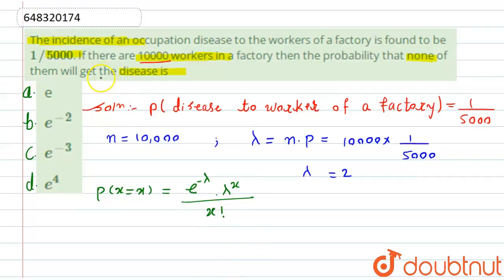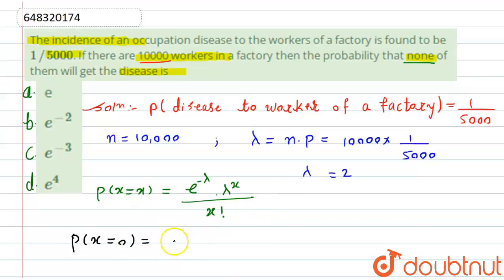Now as per the question, we have to find the probability that none of them will get the disease. Means none of them, that is, zero workers get the disease. So can I say that here we have to find the probability of x equals 0, means the value of x will be 0 here.